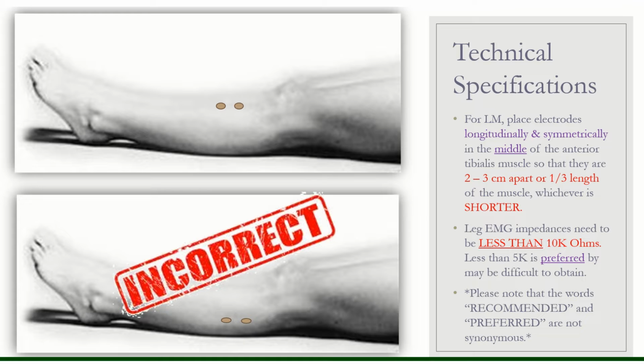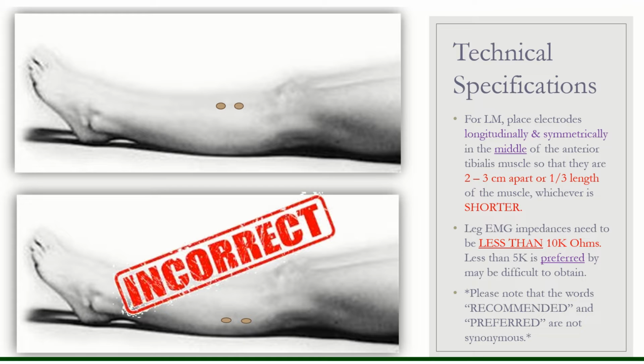As far as the wording in the manual, it says for limb movement, we're going to place electrodes longitudinally and symmetrically in the middle of the anterior tibialis muscle so that they are at least 2 to 3 centimeters apart, or 1/3 the length of the muscle, whichever is shorter. I highlighted shorter in red because that's definitely what they want you to go by. It's okay to know the 2 to 3 centimeters, as you may be asked that on your exam, or you may be asked the 1/3 the length. But if you have an answer choice that says whichever is shorter, then of course that's the answer choice we want you to select.